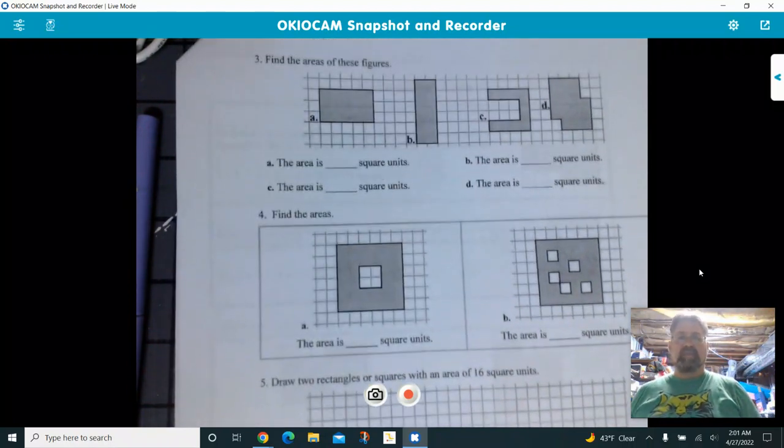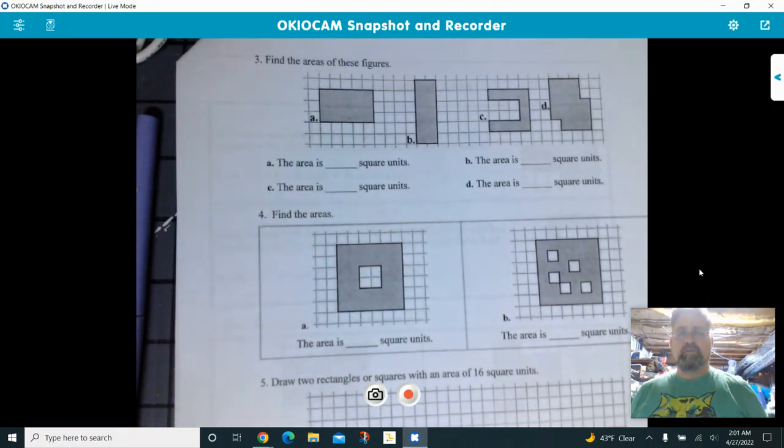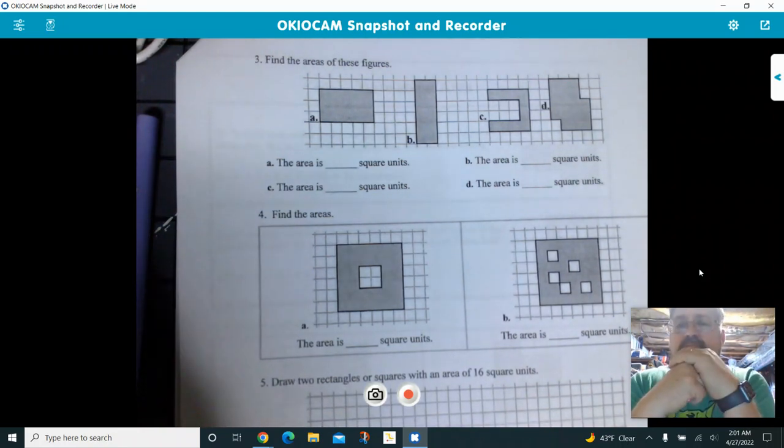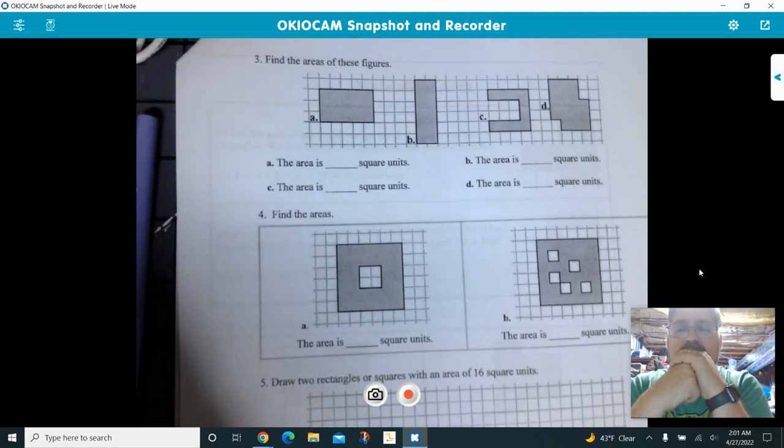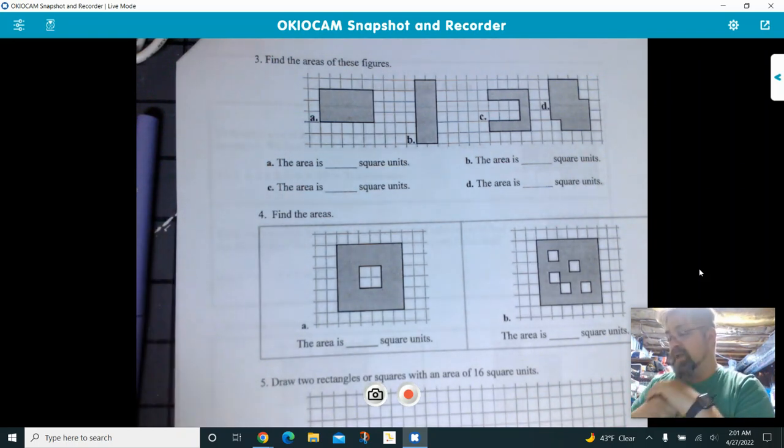Find the area of these figures. Well, they've gone and been a little sneaky with you, haven't they? They took away the grid lines in the middle. Not cool, man. Not cool. But can you still figure it out?